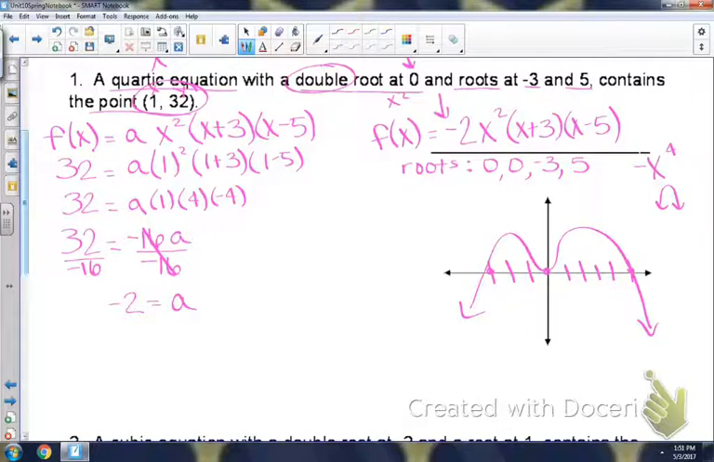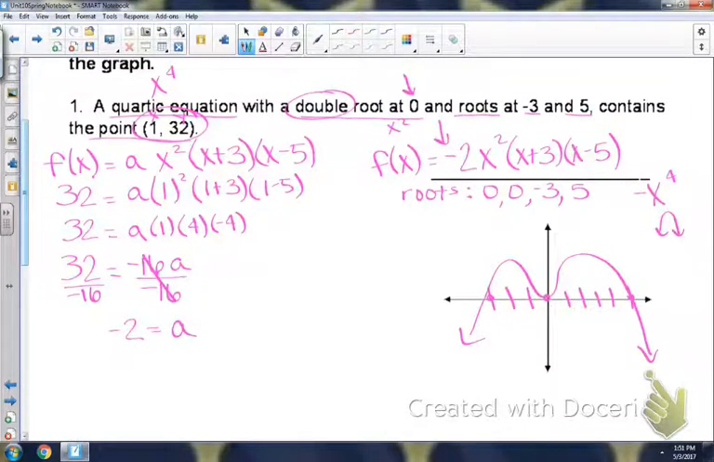You can check, remember we're not using a Y scale, but you can check your point to make sure it's in the correct quadrant. So (1, 32), that point would be up here. So notice it is part of your graph, so make sure that it's in the correct quadrant by checking your point.